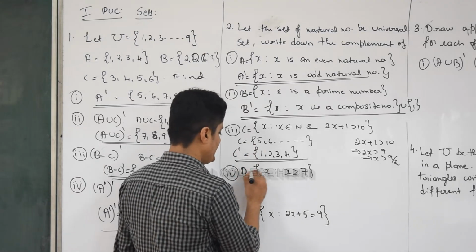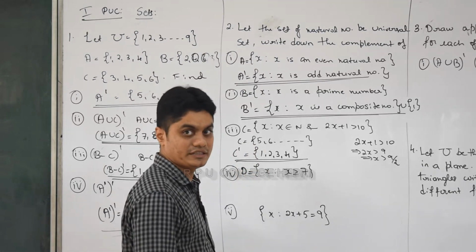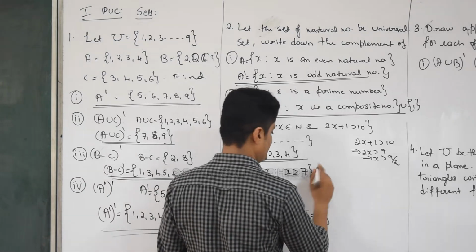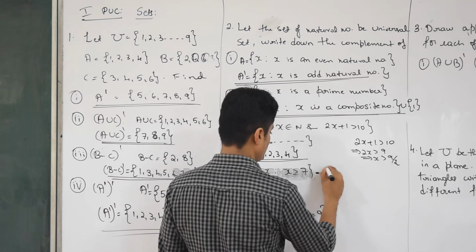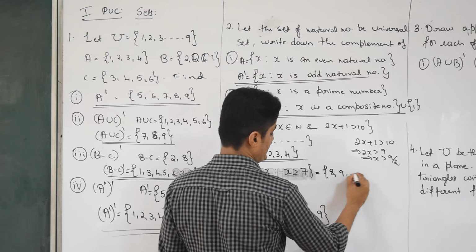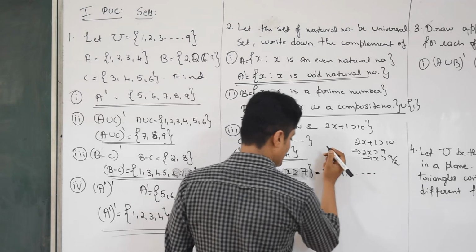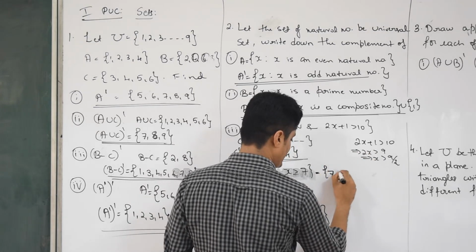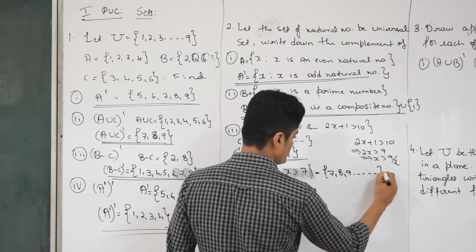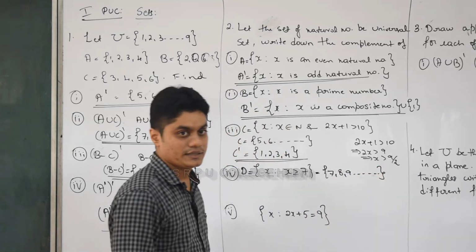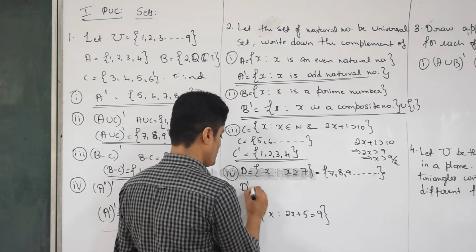Okay, so let me take the fourth problem as D. Then what is D? Actually, x is a natural number here, so it is 8, 9 and so on, even including 7 also. Okay, 7 also included: 7, 8, 9 and so on. This is D. So what do we have to write? We have to write its complement.